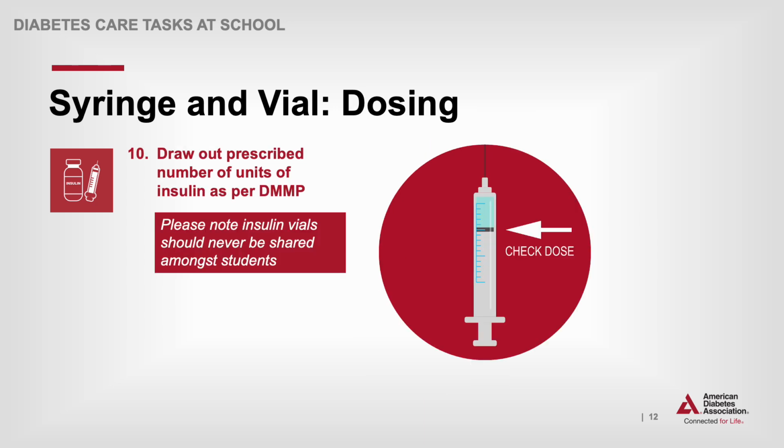With the needle still in the bottle, turn the bottle and syringe upside down and pull the plunger down to prescribed number of units of insulin as per the student's DMMP. Check the dose and type of insulin with DMMP specifications.